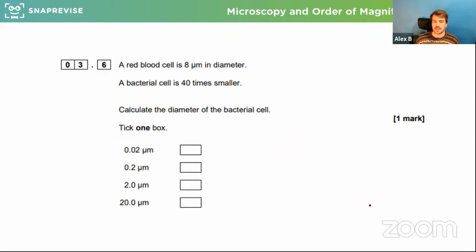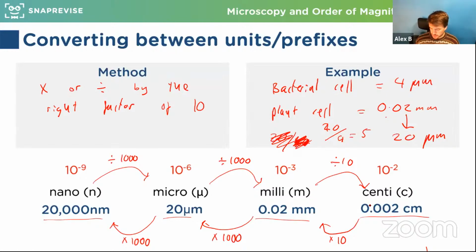So let's do some past paper questions. What we normally do, yeah, I can go back quickly if you want to take a screenshot or something, or should I go over it one more time?